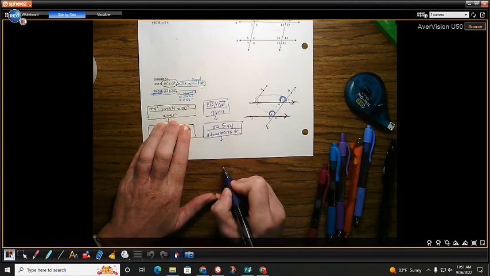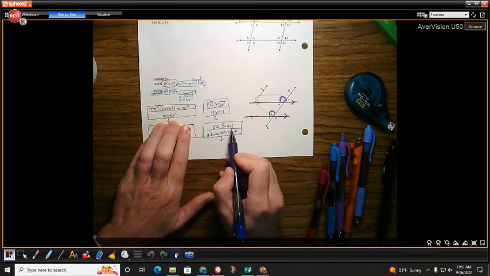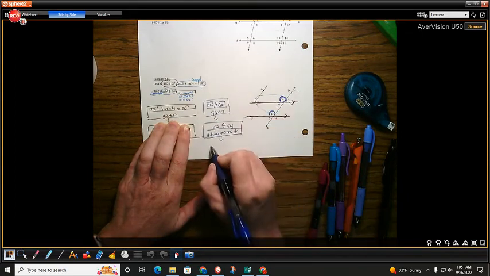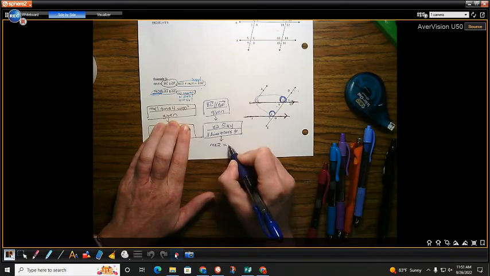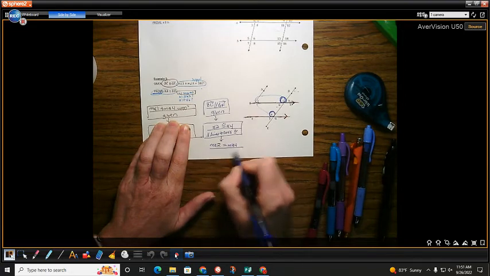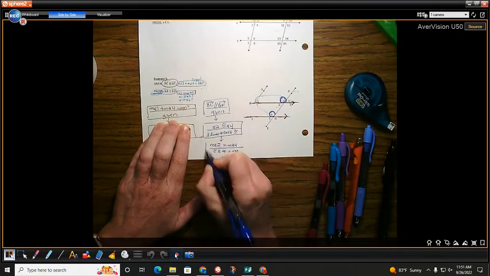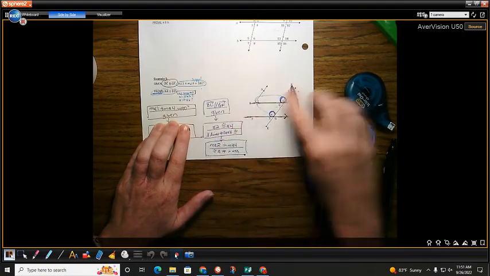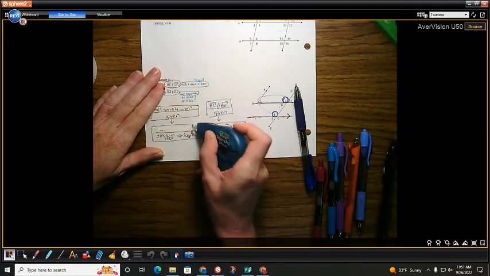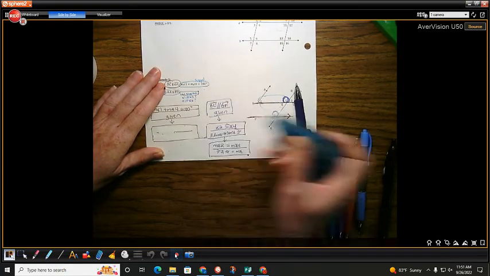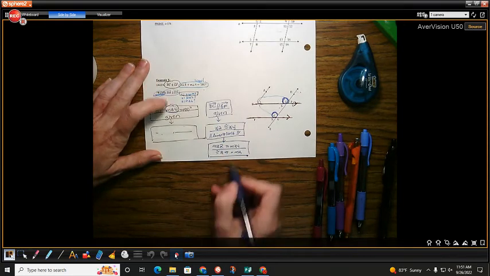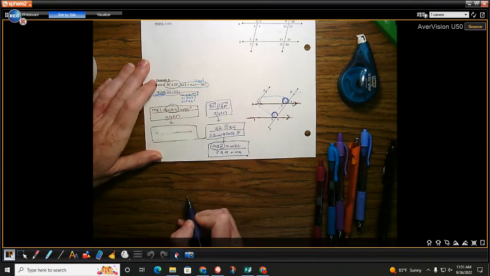What if I turned these into measures? If these were measures, could I plug it in up here? So maybe I'm going to make this the measure of angle 2 equals the measure of angle 4, because congruent angles implies equal angle measures. If I had that, now what can I do with this angle 4? I can replace it with angle 2.